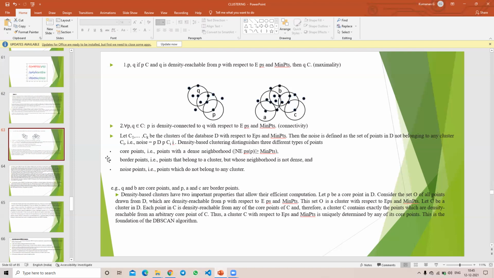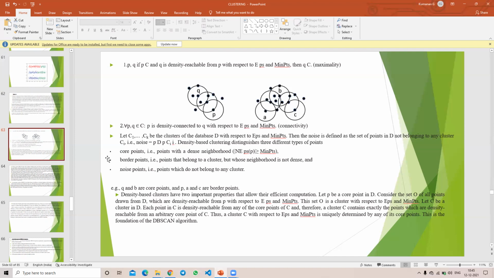Density-based clustering distinguishes three different types of points. Core points: points with a dense neighborhood, N_EPS(P) at least minimum points. Border points: points that belong to a cluster, but whose neighborhood is not dense. And noise points: points which do not belong to any cluster. For example, Q and B are core points, and P and C are border points. Density-based clusters have two important properties that allow efficient computation.